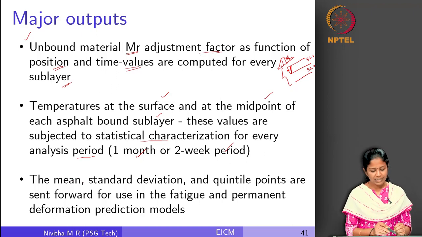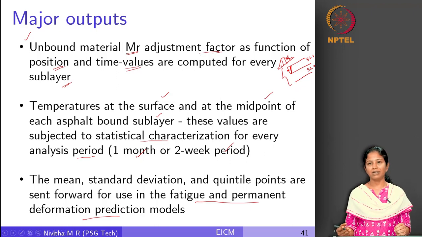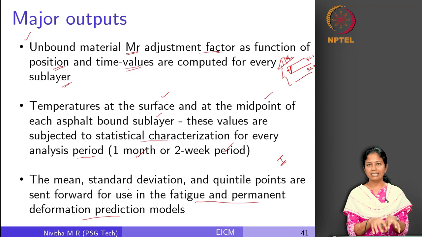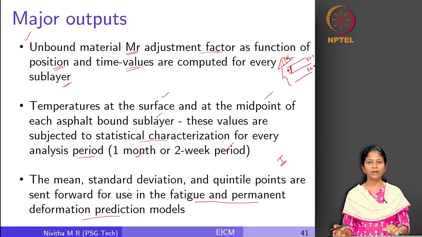Then the mean, standard deviation and quintile points are sent forward for use in the fatigue and permanent deformation models. So, we have distress prediction models. We will talk about that subsequently. In the distress prediction models, we will be using the temperature information also. This is one of the inputs that is required in the model. So, this information from the sublayering and the quintiles at every given instance of time will be passed to the distress prediction model.